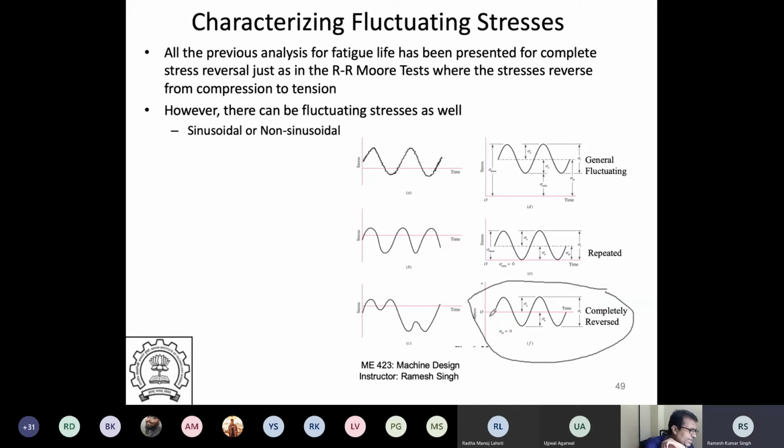Which basically means that my mean is 0. But any normal loading which you have will be something like this. So this kind of loading, how do we characterize? This kind of loading or any kind of loading, you can have loadings like this, where mean is not equal to 0, where your amplitude is the same, but your mean is non-zero. So all sorts of things can be there, but the most generic will be something like this.